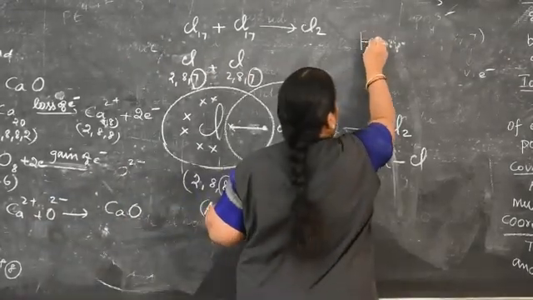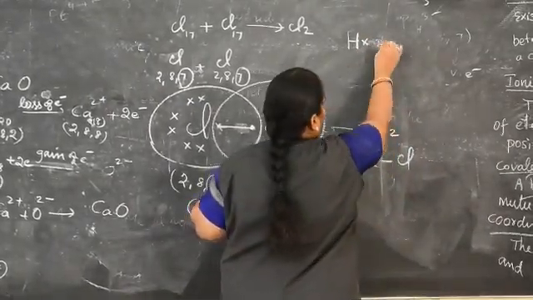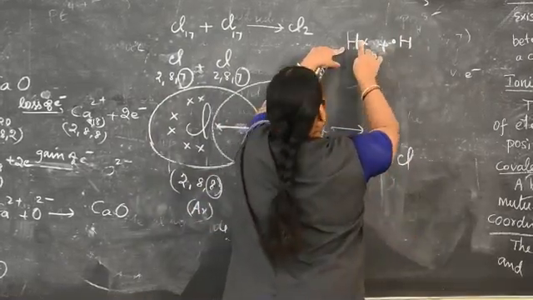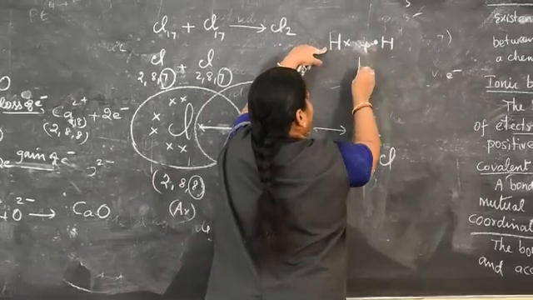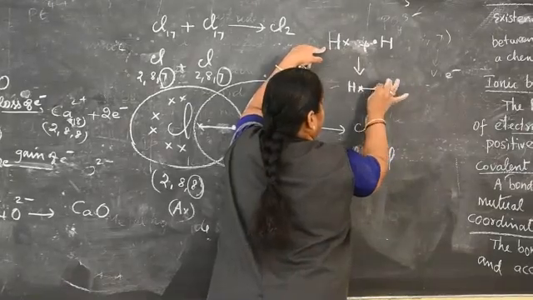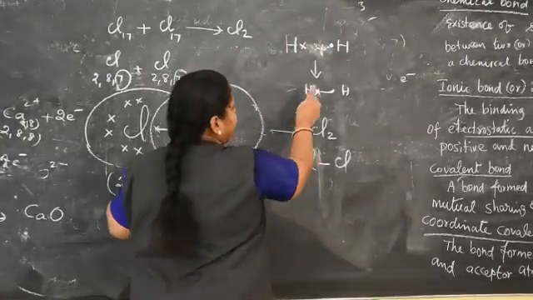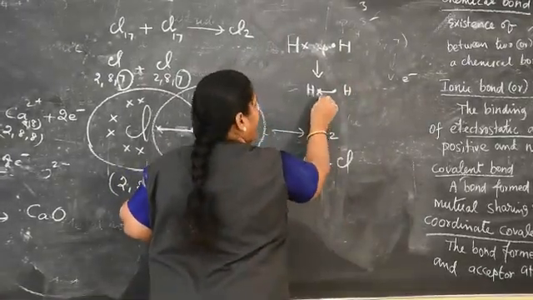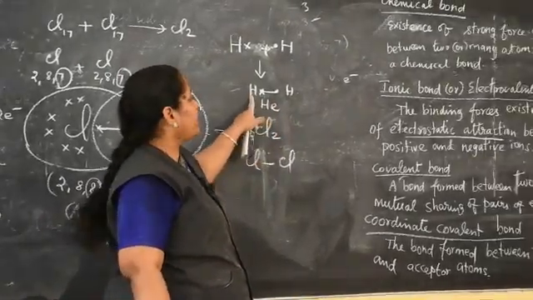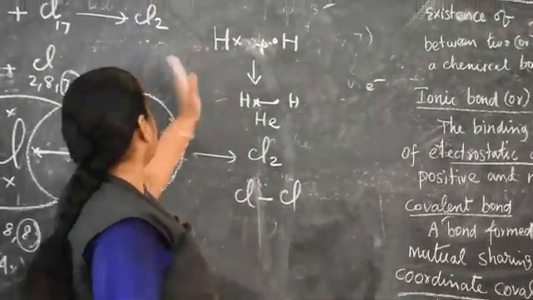Like you take hydrogen. Hydrogen atomic number 1. So how many electrons are there? 1 electron. Another hydrogen atom, 1 electron. So these two electrons are combined together. They form here 1 electron, here 1 electron. Combined together, they form a bond. Mutual sharing between two atoms. It accepts what configuration? 2 electrons, helium configuration. So between hydrogen atoms, what bond is available? Covalent bond.